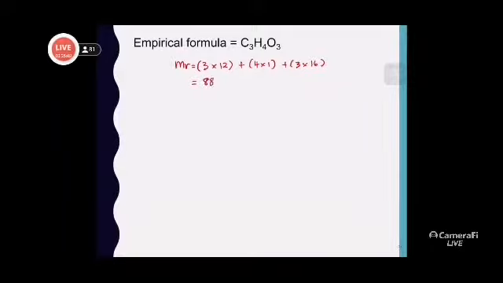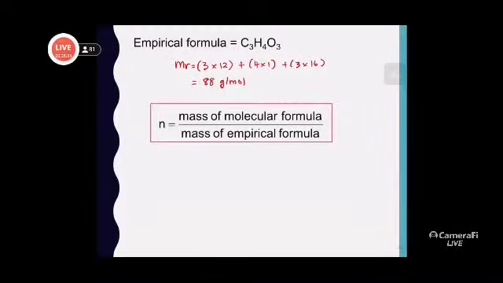So you will get 88. Ni tambahan sikit, you tulis molar mass of C3H4O3 equal to, letaklah dia punya 3 times 12 plus 4 times 1 plus 3 times 16, gram per mole. To find the value of n, you need the mass of molecular formula and mass of empirical formula. So the mass of molecular formula given in the question is 176 gram per mole.